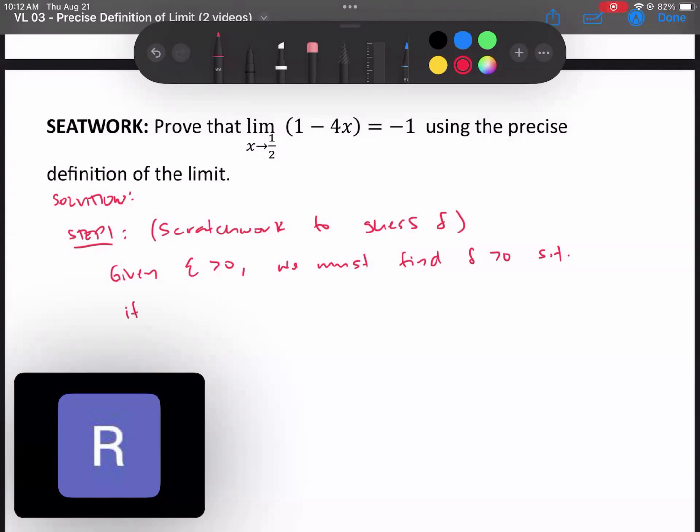So if 0 is less than the absolute value of x minus 1/2, because that is where x approaches, is less than delta, then the absolute value of the function 1 minus 4x minus the limit value of -1 is less than epsilon.